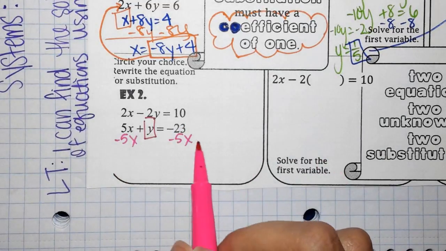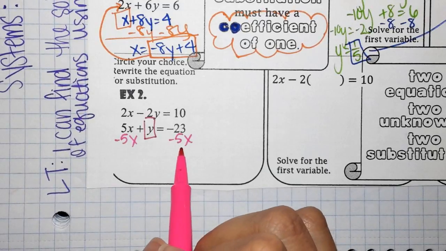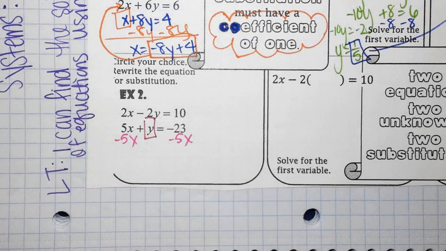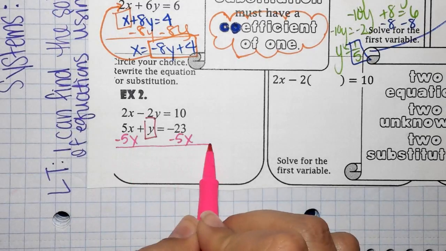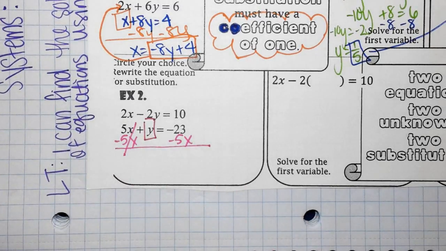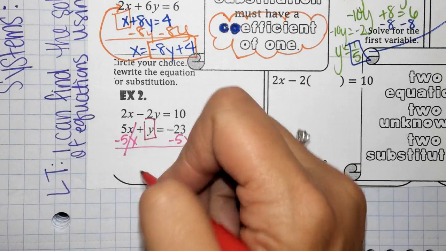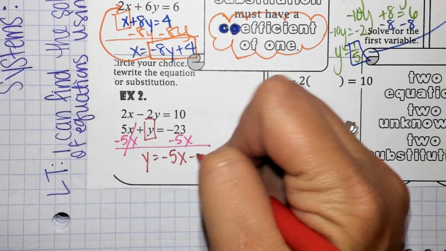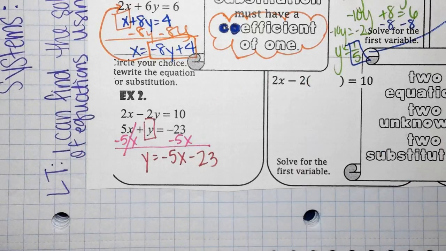Damien, am I going to combine negative 5x and negative 23? Why? Good. Take a point. So we have y equals negative 5x minus 23.